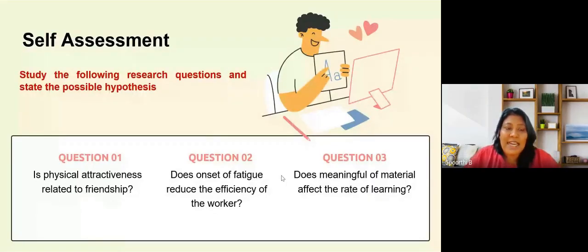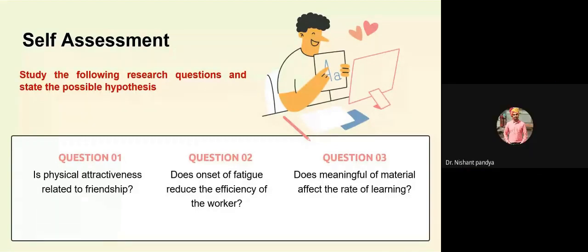Okay, are you able to see my screen now? No? Yes? No. No, no, ma'am, it's not visible. Okay, hang on. I'll share it, no problem. Okay, is it better? No, ma'am. Study the Still no. following questions and state the possible hypothesis. Yeah, it's fine now. It's fine now?